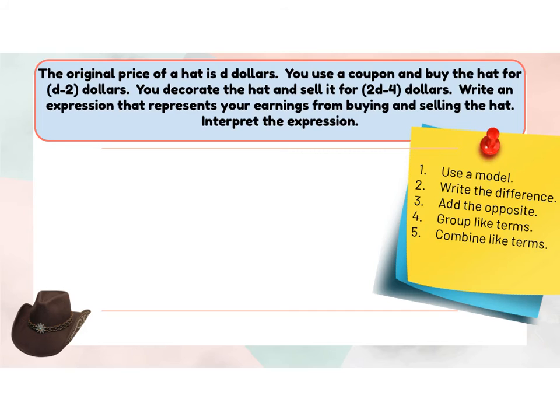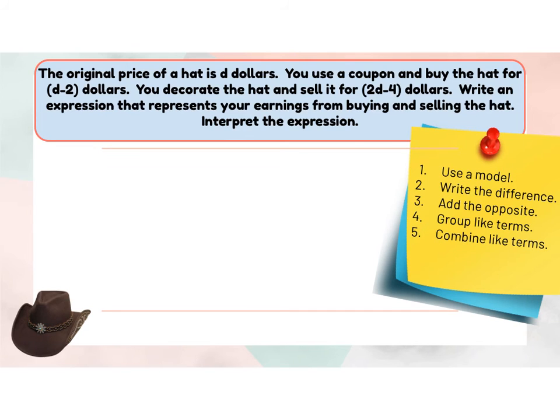And the last problem is a real-life problem for some people. It says that the original price of a hat is $D. You use a coupon and buy the hat for D minus $2. You decorate the hat and sell it for 2D minus $4. Write an expression that represents your earnings from buying and selling the hat, and then interpret the expression.